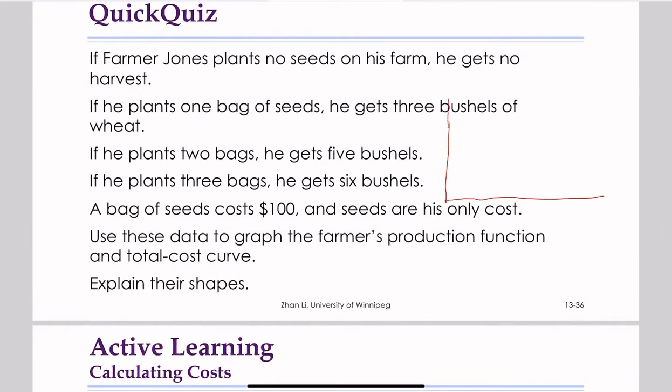So let me use this little space here. For the production function, you remember that it's about output Q and input. So what's our input here? Here the input is bags of seeds, right? So let me call this S, which means seeds. So the farmer can have 0 bags, 1 bag, 2 bags, and 3 bags, right? And then let's mark some numbers down: 1, 2, 3, 4, 5, 6.